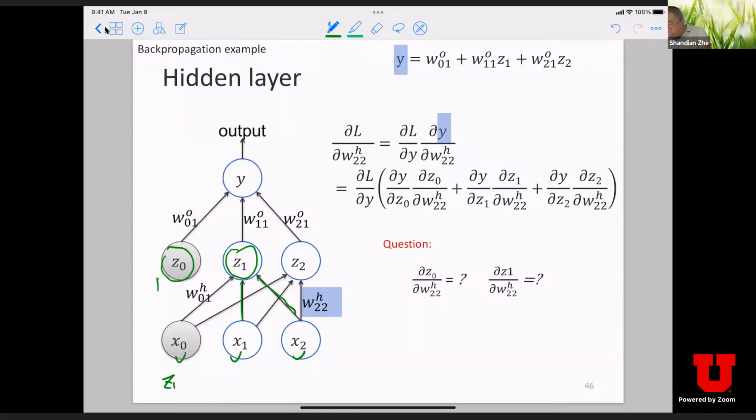If you don't feel comfortable, you can try to write it out. It's an activation function of the linear combination of the input neurons x0, x1, x2. This edge weight should be denoted by W11H times x1, and this edge weight by W21H times x2. You can see that it doesn't contain W22H at all. So partial Z1 over partial W22H is simply 0 as well.